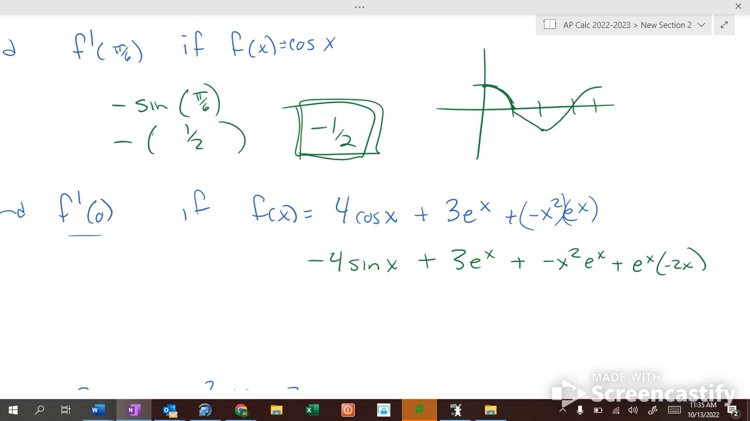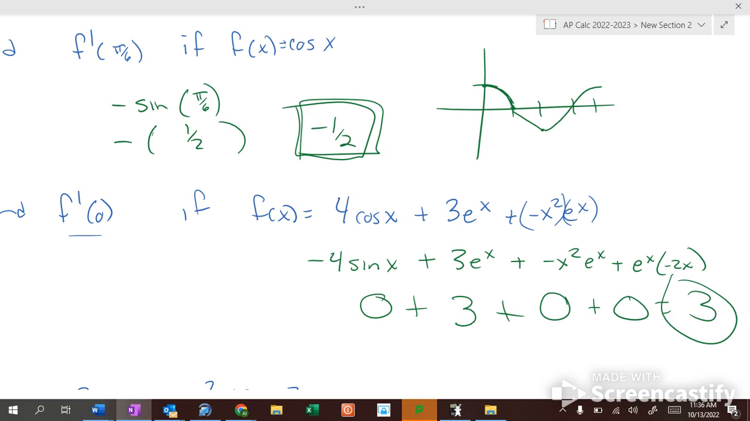Now, you're supposed to find the first derivative at 0. What's the sine of 0? 0 times negative 4 is? 0 plus, what's e to the 0? 1, because anything to the 0 power is 1. What's 1 times 3? 3. What's 0 squared? Times 1 is? What's negative 2 times 0? So the answer to that is 3.